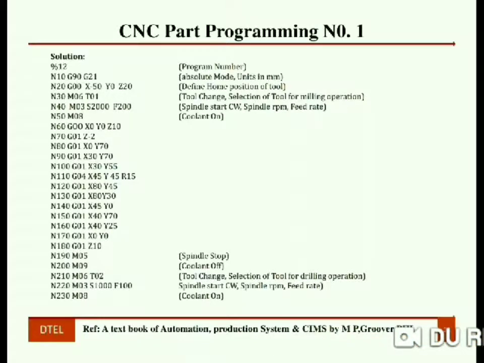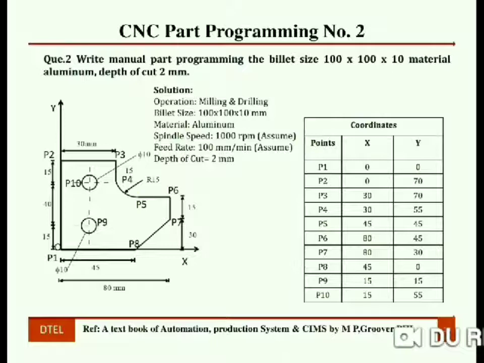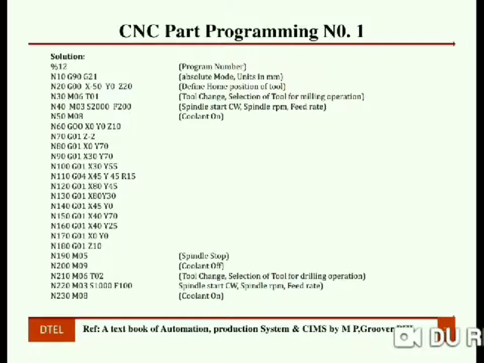Now the tool is at P5 position, and we need to follow the further path P5 to P6. So again it is a straight path, so we have to use linear interpolation G01 with P6 coordinates. So in N120 block, G01 X80 Y45.